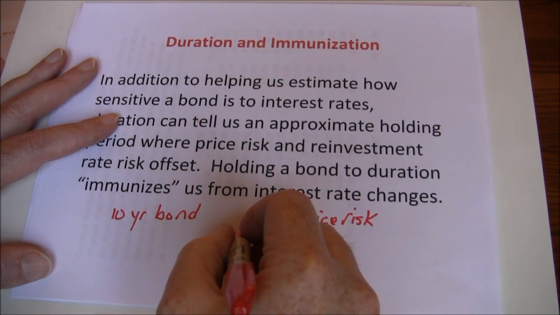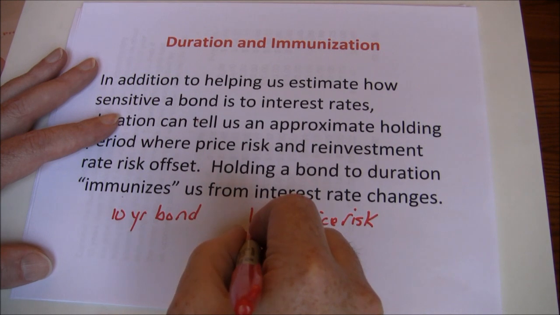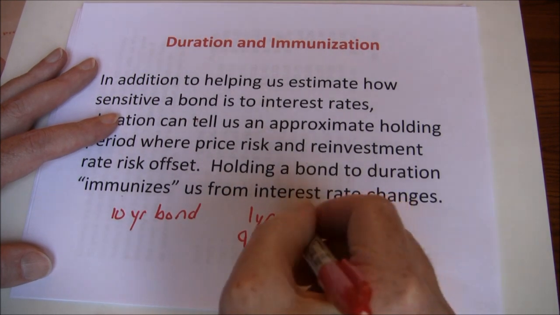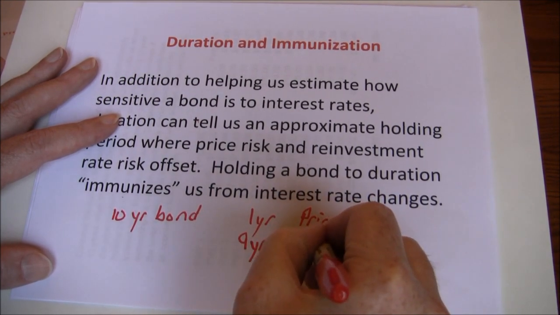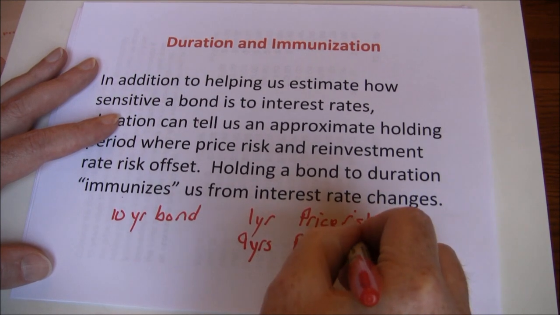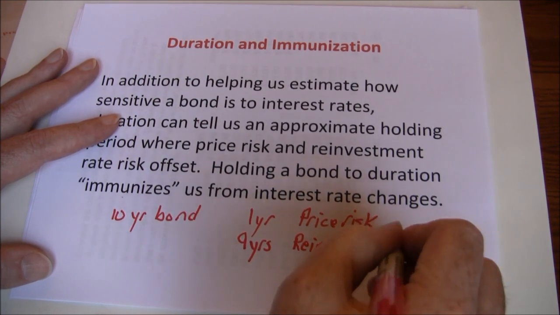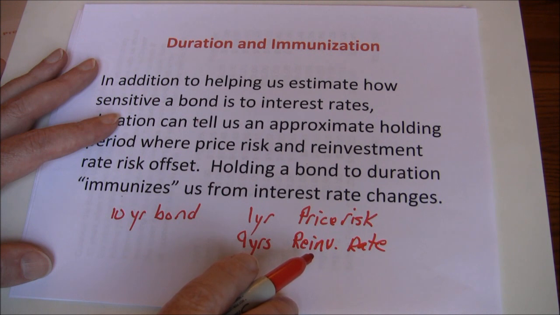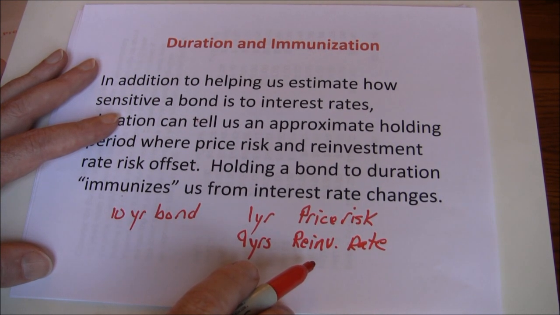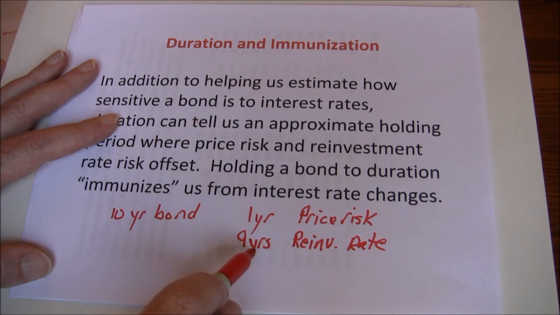Instead, if I hold that bond for, let's say, 9 years, now the reinvestment rate risk is going to be more important. And the reason for that is when I sell that bond, there's only 1 year left to maturity. It's a short-term bond. And we know short-term bonds aren't very sensitive to interest rate changes, so the price will not be affected much by what has happened to interest rates. On the other hand, I've now had several years to reinvest my coupon payments.